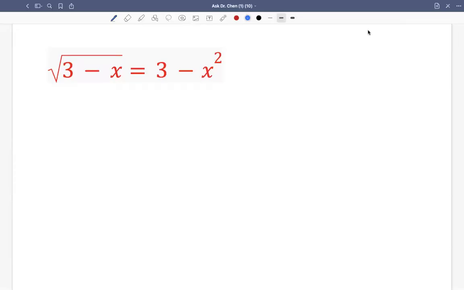Okay, let's see this question. We want to solve for x. On the left-hand side, we have the square root of 3 minus x. On the right-hand side, we have 3 minus x squared. Let's get rid of this square root sign first, so we square both sides first.